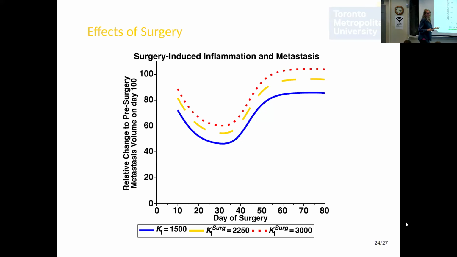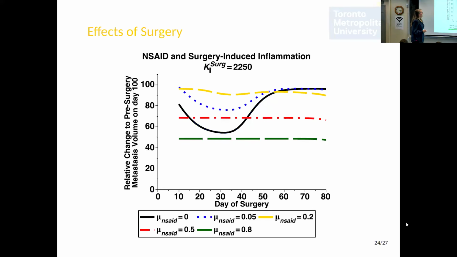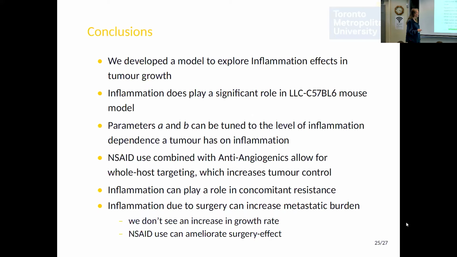Now, if we assume that the trauma of the surgery actually boosts the body to produce more inflammation, so we're increasing the carrying capacity of the immune response here, then that's going to boost that effect because you're giving more fuel to drive the cancer fire. But the use of NSAIDs can dampen down that effect, and it actually flattens out the curve and shrinks it down. So using anti-inflammatories can suppress this surgery-induced boost to the metastases. And good, I'm on time.